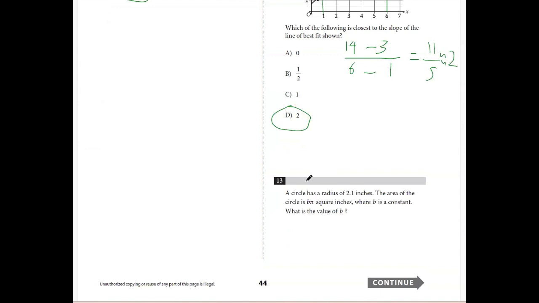Okay. Geometry problem. A circle has a radius of 2.1 inches. The area of the circle is b pi square inches, where b is a constant. What's the value of b? We know that area of a circle is equal to pi r squared. So 2.1 squared pi is equal to b pi, cancel out the pi's, and what's 2.1 squared? 4.41. So this is the correct answer.